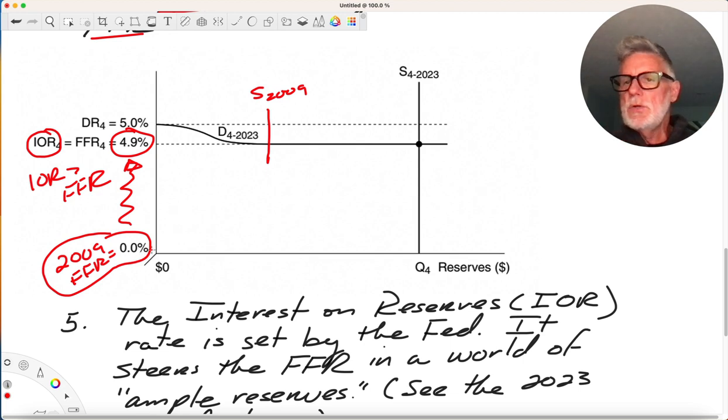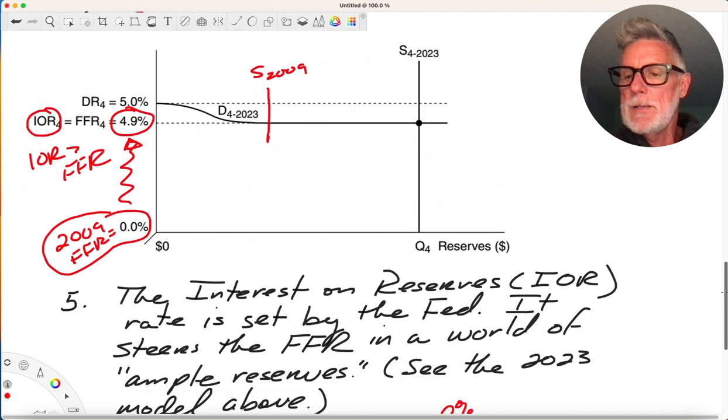What the Fed began to do is, first of all, it began to pay on these reserves, and then it began to raise that rate. And as it raised that interest rate on reserves, guess what happened? The federal funds rate tracked it up because funds were moving out of the federal funds market into these accounts, pushing the federal funds rate up. Okay, so that's how that works.